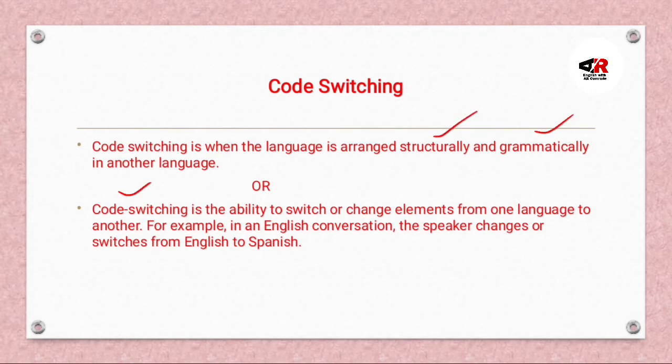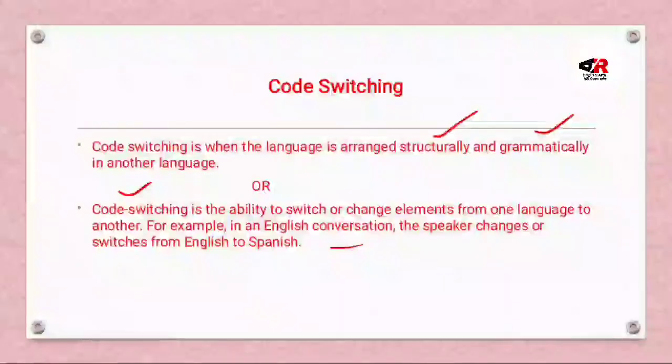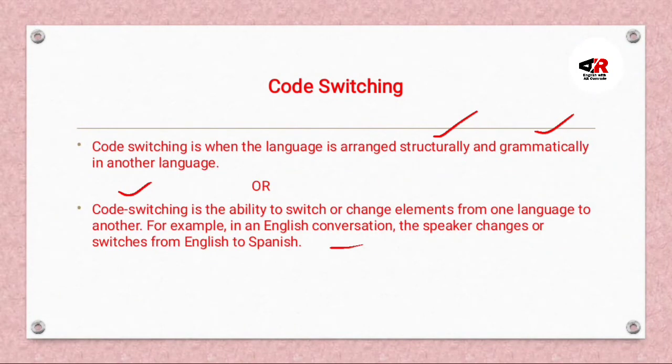Here is an example, like an English speaker, or in an English conversation, the speaker changes or switches from English to Spanish. That is called code switching. Suppose you are talking with your friend. If he is an English speaker and if he directly changes his conversation to Spanish, to Italian, to another language, that can be Hindi, that can be Urdu, so that means code switching. Code switching is especially used in conversation.